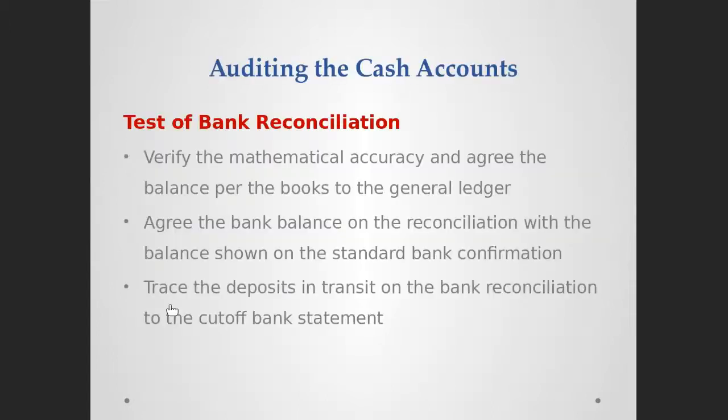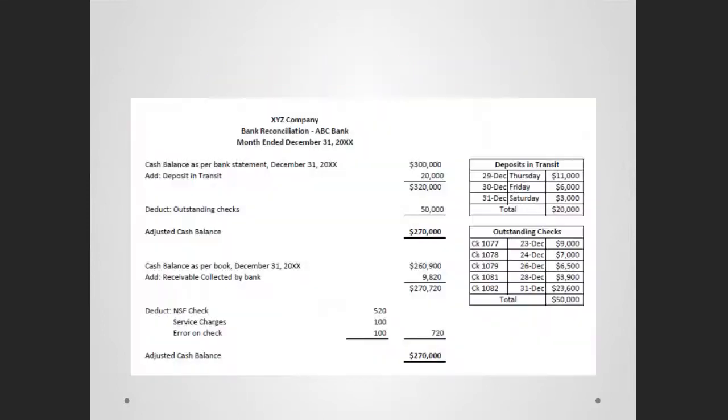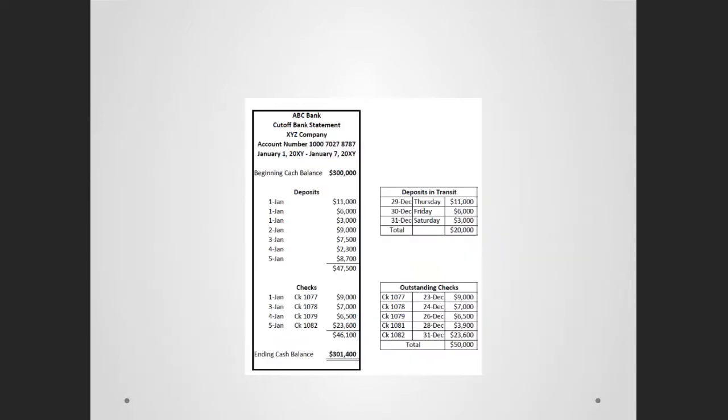Then we go to tracing the deposits in transit on the bank reconciliation to the cut-off bank statement. Again, we have these deposits in transit in the bank reconciliation. These deposits were made at the end of the year. They should clear the bank at the beginning of the year. And in real life, there could be many deposits listed here, and they may have multiple bank reconciliations, multiple bank accounts. So we have to go and match every single one of these with the cut-off bank statement. You see here, the cut-off bank statement has these three deposits, 11,000, 6,000, and 3,000, and this is matching exactly.